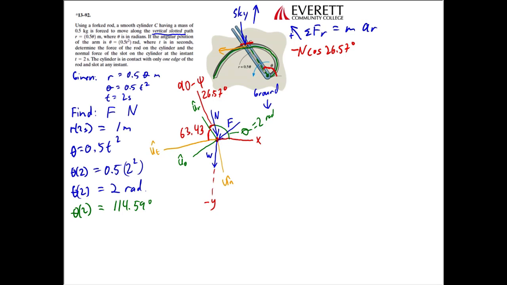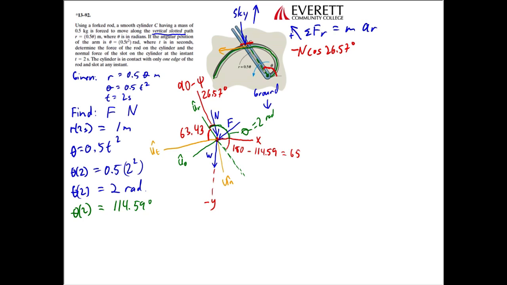So we need to figure out what the angle is for W. Okay, so all I did is I extended the UR axis down. And the reason I did that is because we know that theta is 114.59 degrees. We know that a straight line has 180 degrees, so we can find the angle right here. This angle is going to be 180 minus 114.59. Okay, and what I get for that is 65.41.